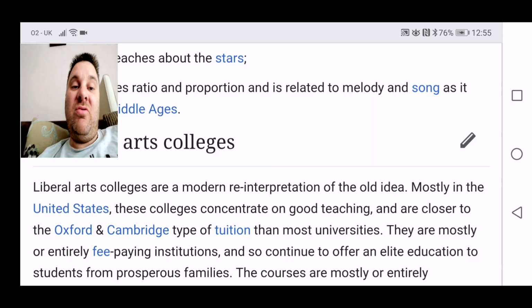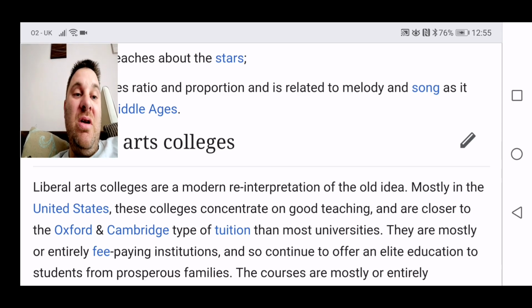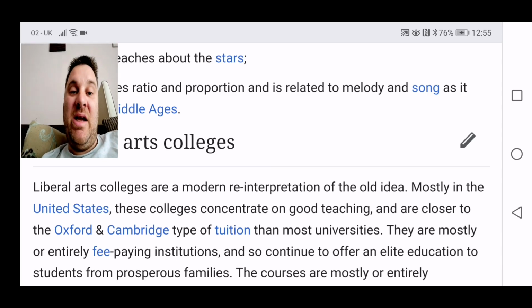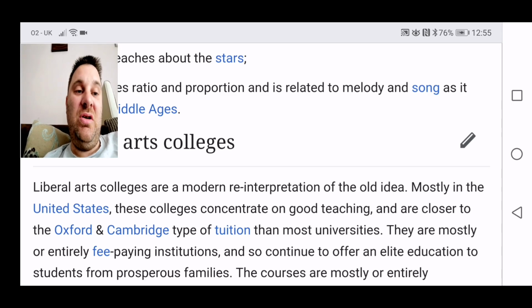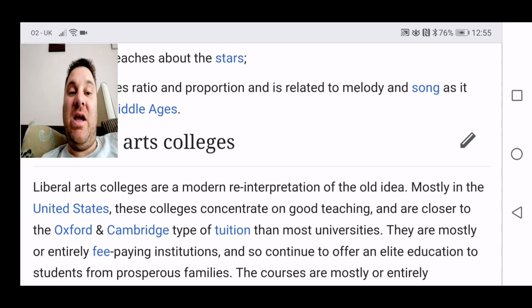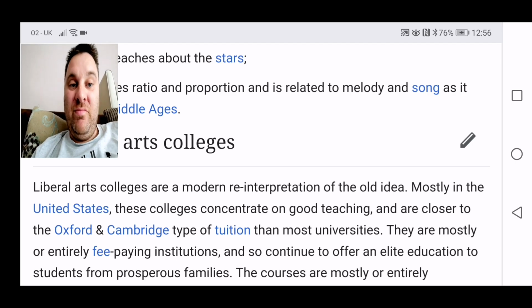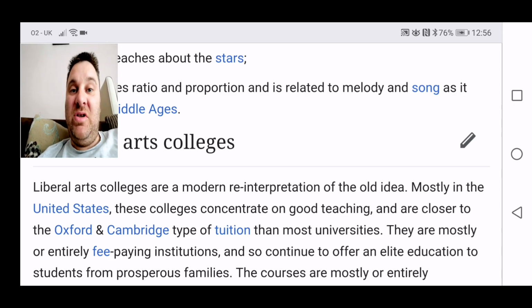Liberal arts colleges are a modern reinterpretation of the old idea. Mostly in the United States, these colleges concentrate on good teaching and are closer to the Oxford and Cambridge type of tuition than most universities.